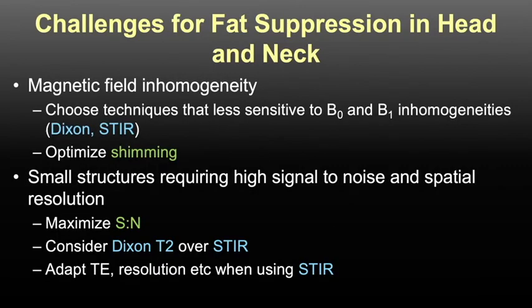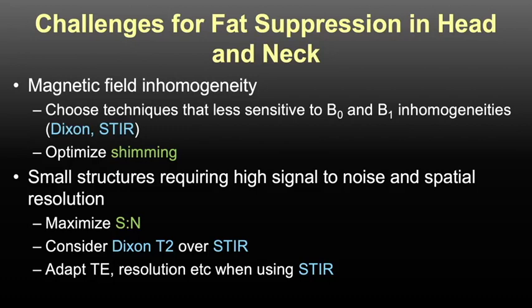So to try to address some of those challenges, we should choose techniques that are less sensitive to B0 and B1 inhomogeneities. So you may want to consider Dixon and STIR over CISS. And also you want to optimize shimming. Regardless of which technique you use, you want to try to reduce that field inhomogeneity before you start the scan.